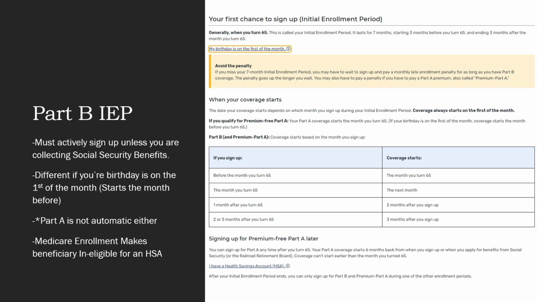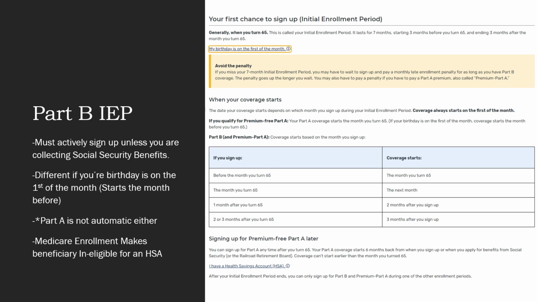Now, many times people will just say you might as well sign up for Part A because it's free. There's one instance where signing up for Part A is not a good idea, and that's if you have, or your employer group or your plan has, an HSA attached to it. That's a health savings account. Signing up for Part A or Part B makes you ineligible for an HSA. So for those folks who have an HSA and sign up for Part A, their HSA has to be prorated based on their enrollment date into Part A.